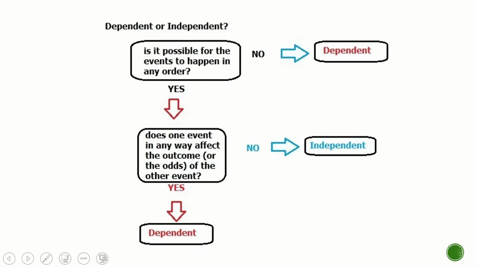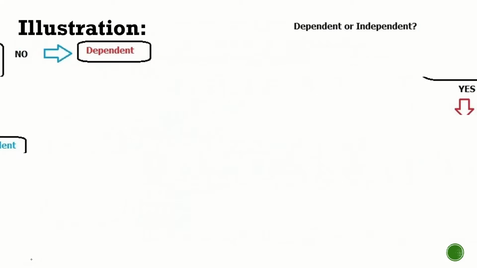Let me give you some illustration. This diagram will help us identify if a certain problem or situation is dependent or not. So, is it possible for the events to happen in any order? If the answer is no, then it's automatically dependent. If the answer is yes, then you need to ask another question: does one event in any way affect the outcome of the other? If the answer is no, then it's independent. If the answer is yes, then it is dependent. Now let me give you 4 illustrations.